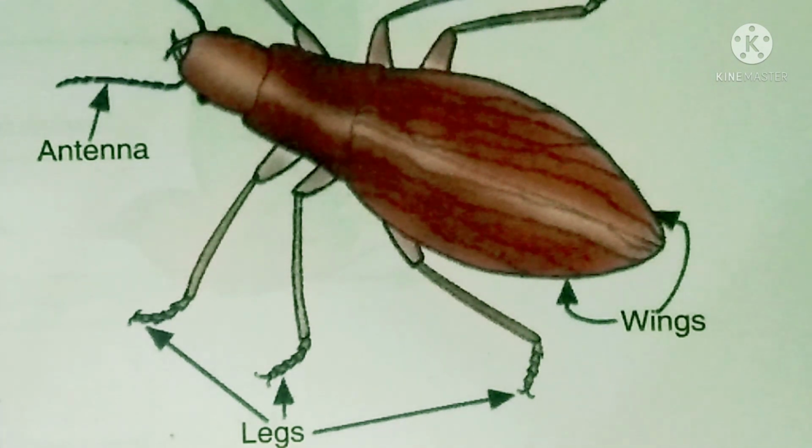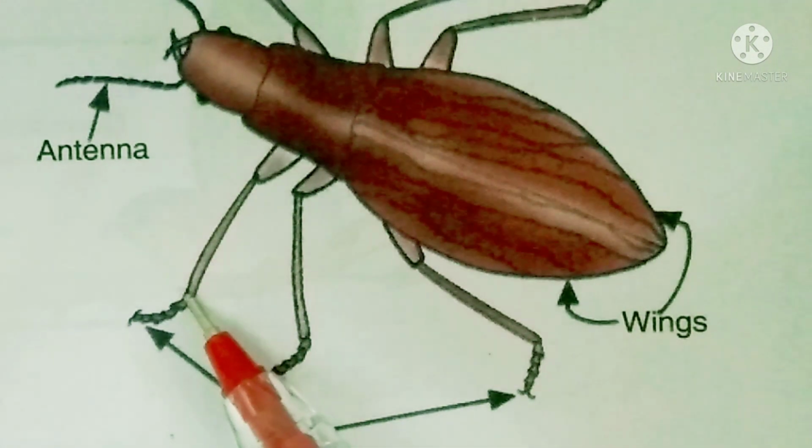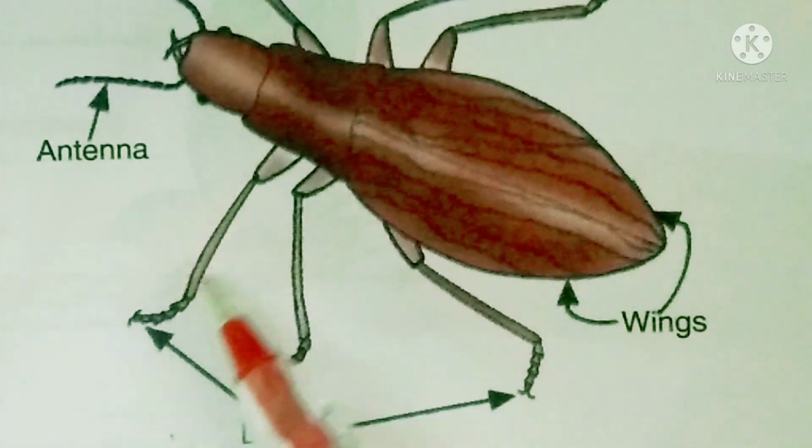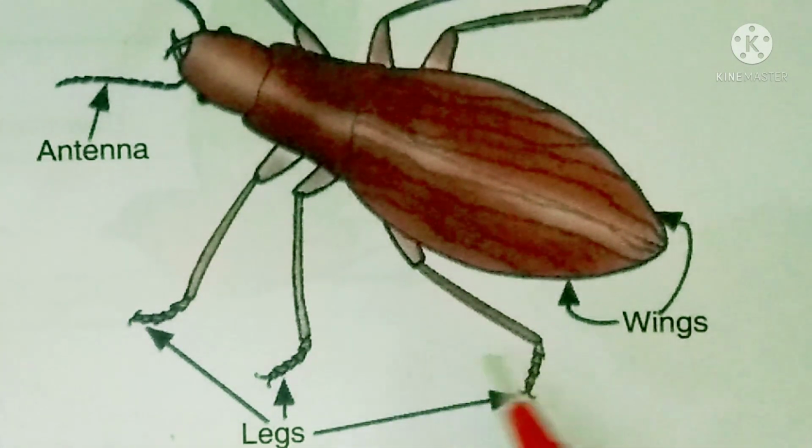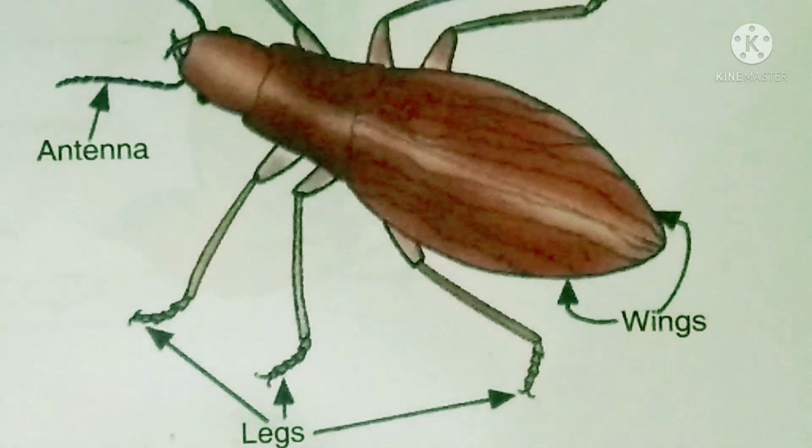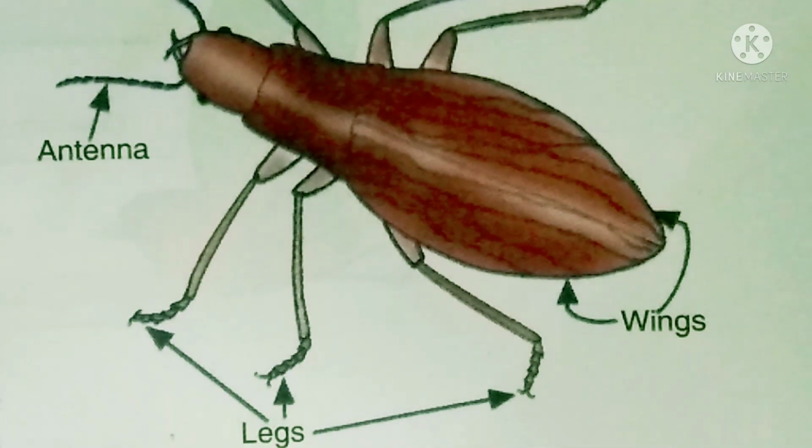These cockroaches move on the ground with the help of these legs. They walk with the help of these legs. And if you see the legs also, different parts are there in the legs also. Each leg of a cockroach consists of very stiff hollow tubes. They are stiff and at the same time hollow, and they are joined together.